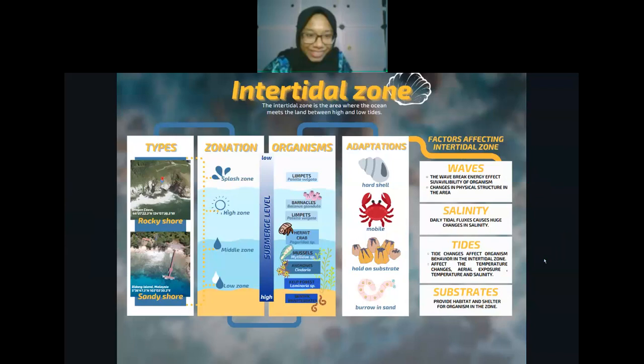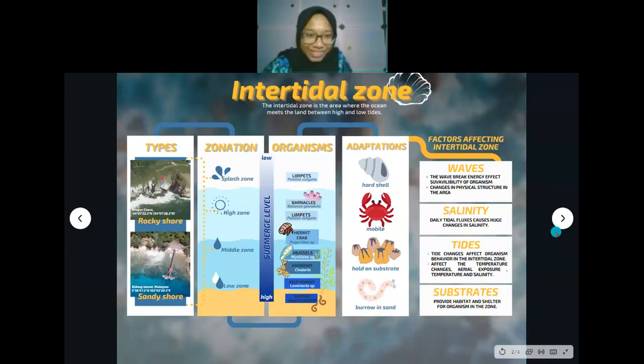Daily tidal fluxes cause huge changes in salinity. So every tidal change will change the concentration of salinity. And then for the tides, they change the organism behavior in the intertidal zone. So when tides change, it will affect the exposure and the temperature of the area in the intertidal zone. So basically, this will affect the marine organism behavior, how they live and how they undergo their life process.